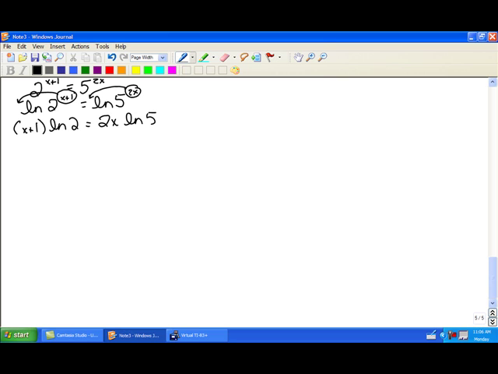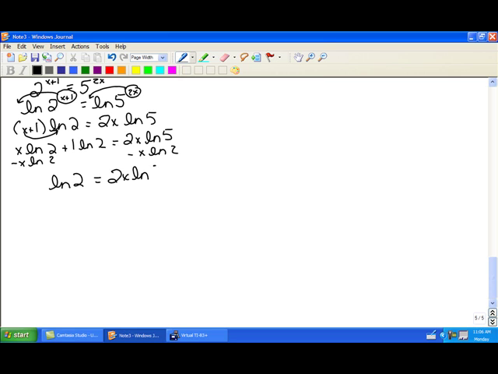Notice on the left-hand side, I put that in parentheses because it's more than one term. I'm actually going to have to use the distributive property. I'm going to have to say x times the natural log of 2 plus 1 times the natural log of 2 will equal 2x times the natural log of 5. At this point, I have x's on both sides. I need to move them to the same side. The quickest way to do this is going to be to subtract x natural log of 2 from both sides, which will leave me 1 times the natural log of 2, or just the natural log of 2, equals 2x times the natural log of 5 minus x times the natural log of 2.